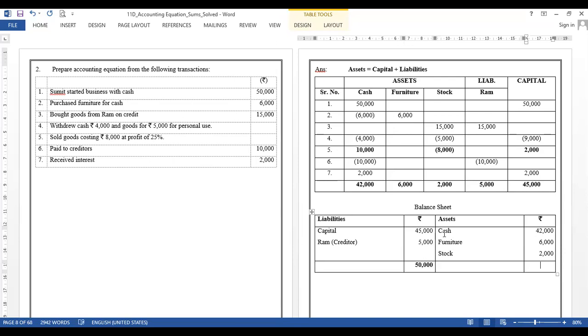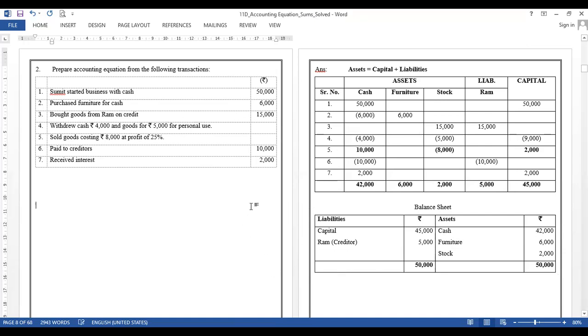Okay. As I said 50 आ रहा है. 42 plus 6 48. Yes, 48 sir. Plus 2 50. ठीक है. So we are done with this sum as well. Okay. So this is very easy going. Very, very simple.